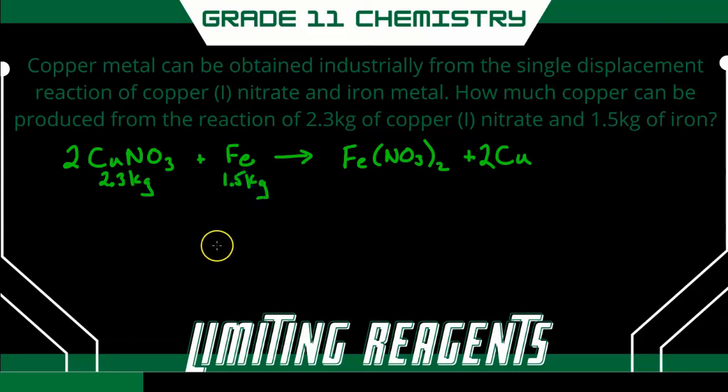Now in a typical stoichiometry question, you might get the amount of one reactant or the other, and then you'll use stoichiometry to determine the amount of either one of the products. But in this case, we're given both. So what we have to do is determine the limiting reagent. So what is a limiting reagent?